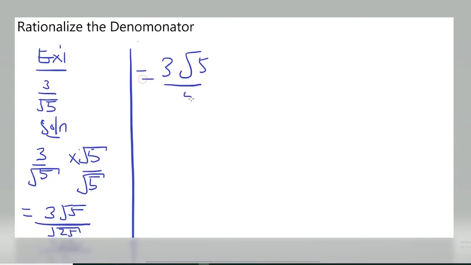Root of 25 is 5. So 3 over root 5 is equal to 3 root 5 over 5. Somebody might try to simplify by cancelling 5 and 5. No, you cannot do that, because this 5 is under the root, and the 5 in the denominator is not under the root, so you cannot cancel it. But if the 5 in the denominator were also in the radical sign, we could do that. This one will end there.